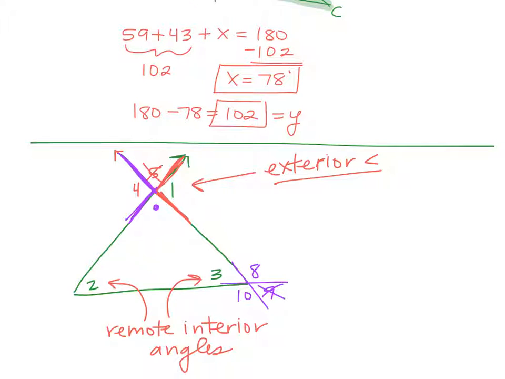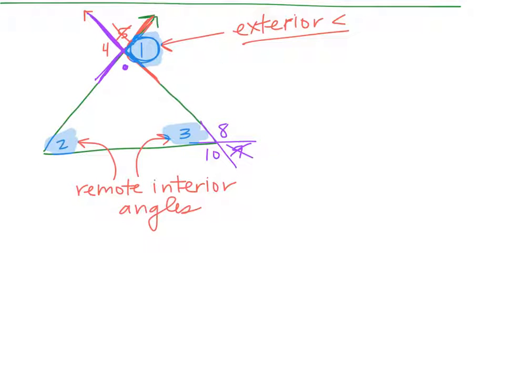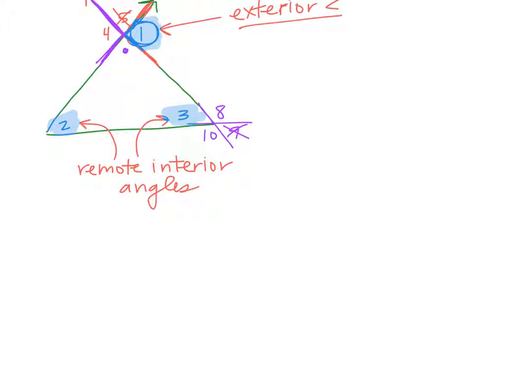So remote interior angles relate to the exterior angle. And here's how it goes. You will have 3 interior angles, right? The 2 remote interiors are the 2 that are not touching the exterior that you're referring to. So for instance, if angle 1 is my exterior angle, this angle here, the little dot, is not remote. It's right next to it. Your remote interior angles would be the 2 angles that are not touching that exterior angle. Does that make sense?